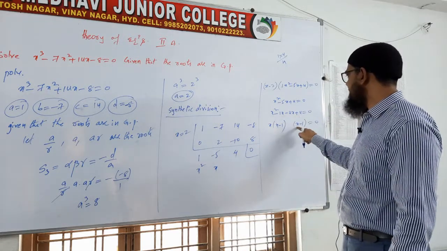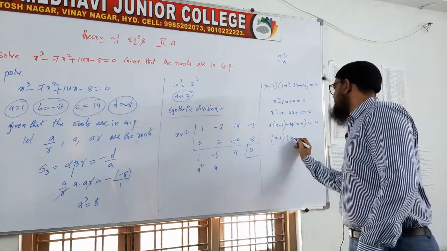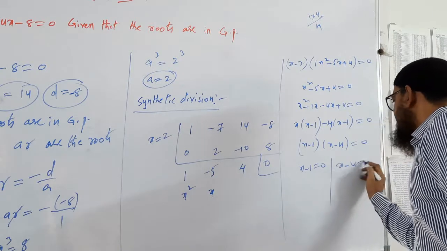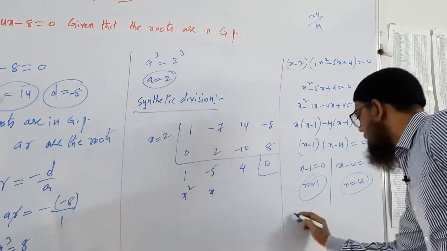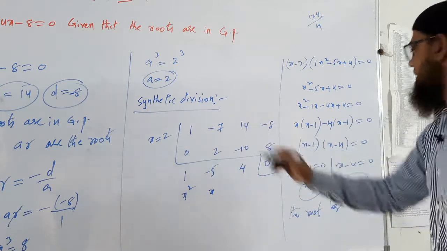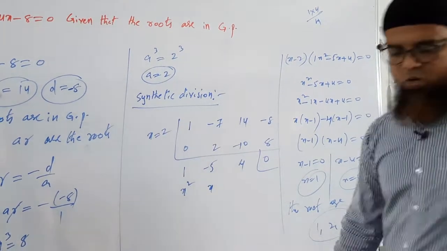Minus 4x is there, so I take x inside, and minus 4 you write down outside. So x minus 1, x minus 4 is equal to 0. x minus 1 is equal to 0, x minus 4 is equal to 0. x is equal to 1 and x is equal to 4. What are the roots here? The first root is 2, then 1, 4. So 1 comma 2 comma 4.